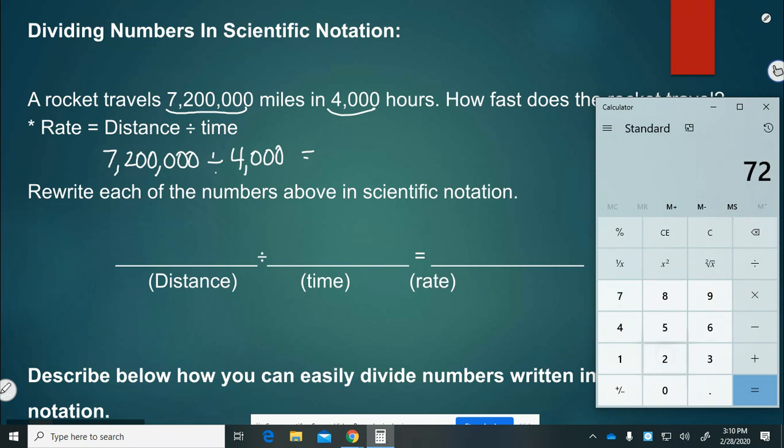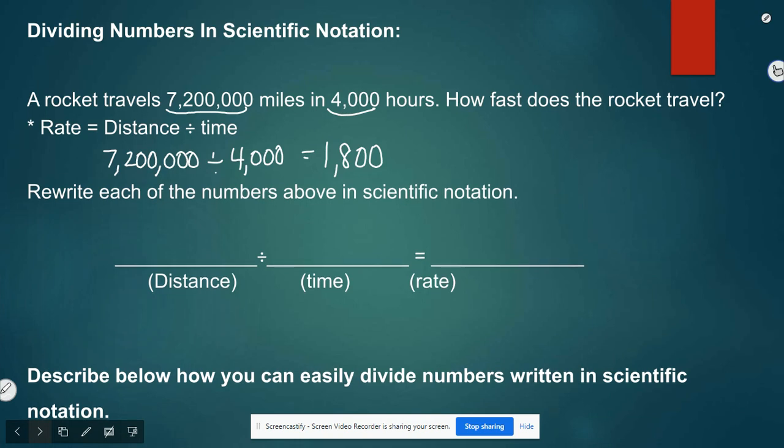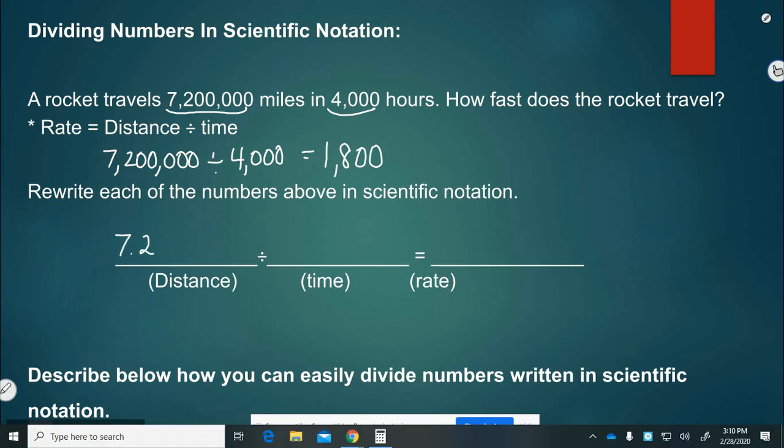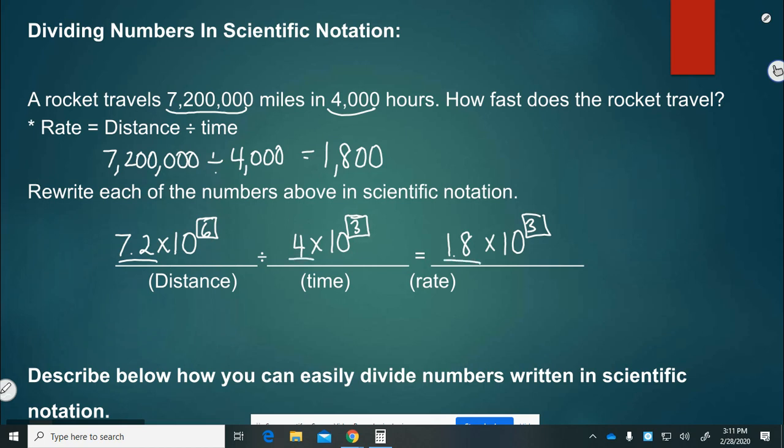So we have 7,200,000 divided by 4,000, and that gives us 1,800. So now let's see if we can find a shortcut with using scientific notation. So 7,200,000 is 7.2 times 10 to the 6th, and 4,000 is 4 times 10 to the 3rd, and 1,800 is 1.8 times 10 to the 3rd. So we see with the exponents that 6 minus 3 is 3. So my bet is that 7.2 divided by 4 is 1.8. And we see that here.